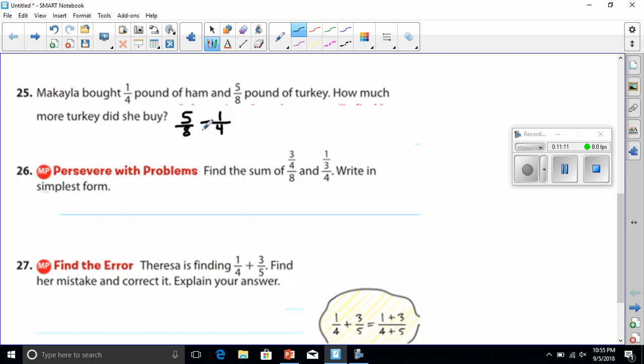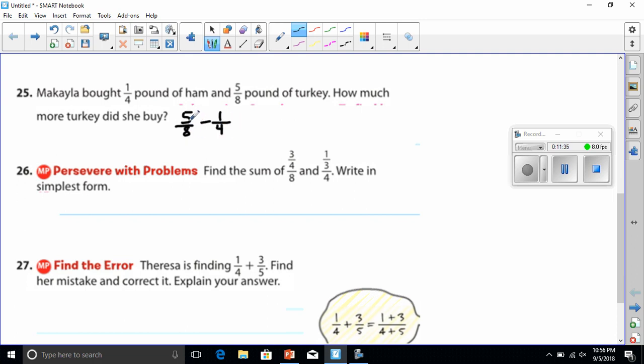And now I see again, my denominators are not the same. I've got to create a way for them to be the same by finding the least common multiple. So I have 8 and 4. Well, 8 times 1 is 8, and 4 times 2 is 8. So I can use 8 as a denominator.